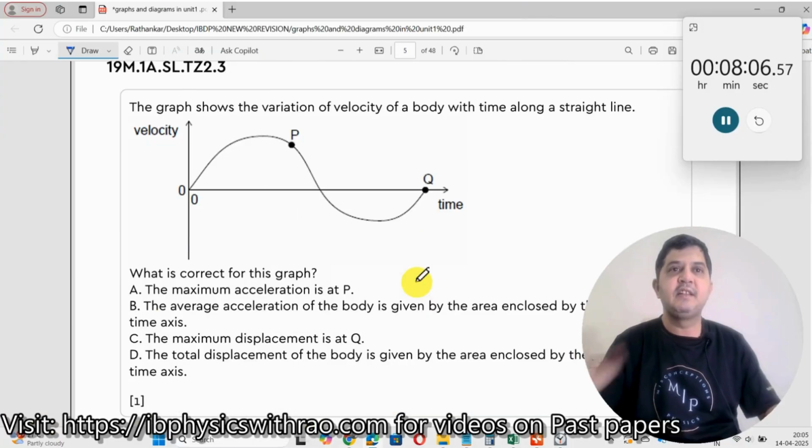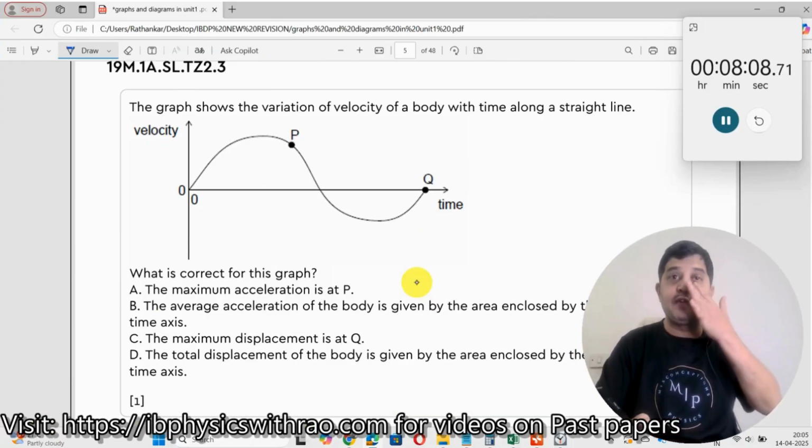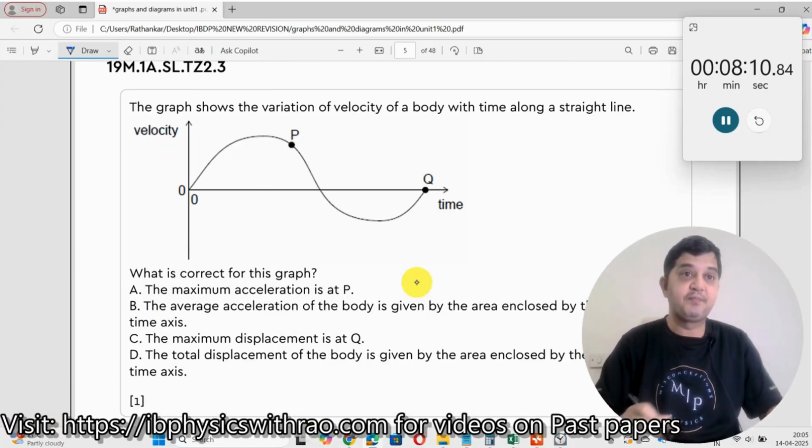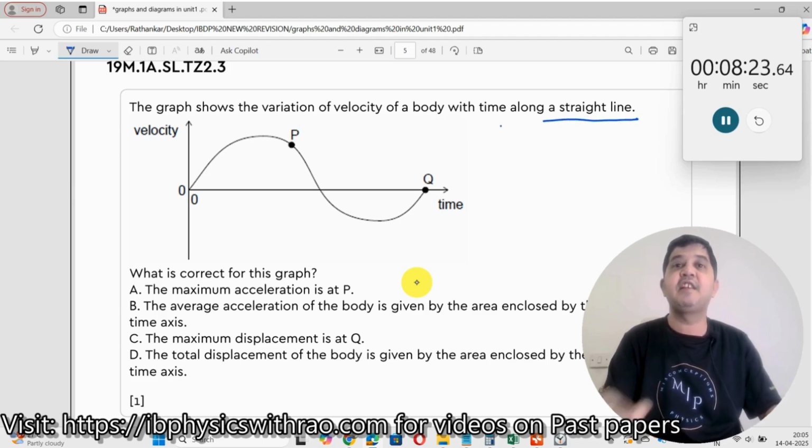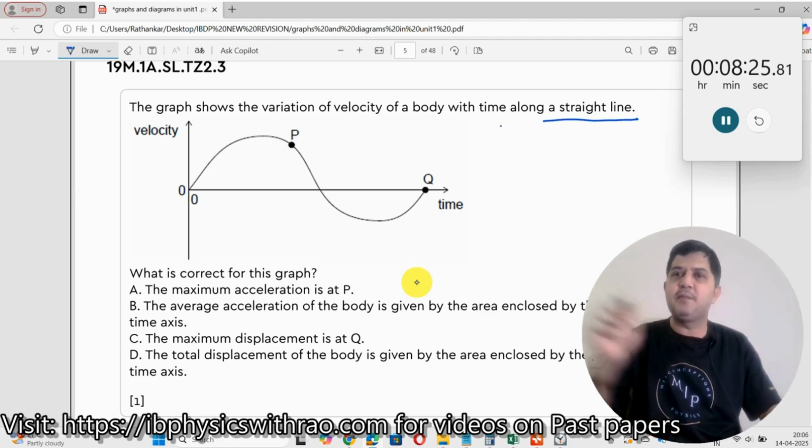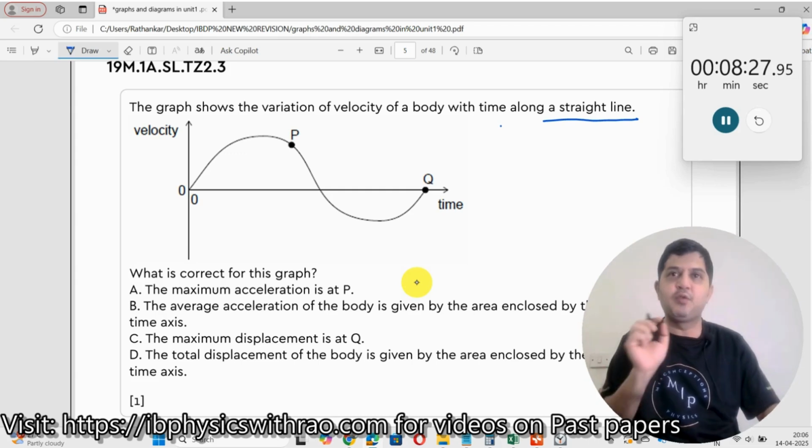Next, the graph shows the variation of the velocity of an object with time along a straight line. This question is really confusing. Many of them make a mistake. What is correct for this graph? Many think that there is an SHM over here. But read the question once again. The graph shows the variation of the velocity of an object with time along a straight line. That means it is not performing a to and fro motion, so do not assume to and fro motion.